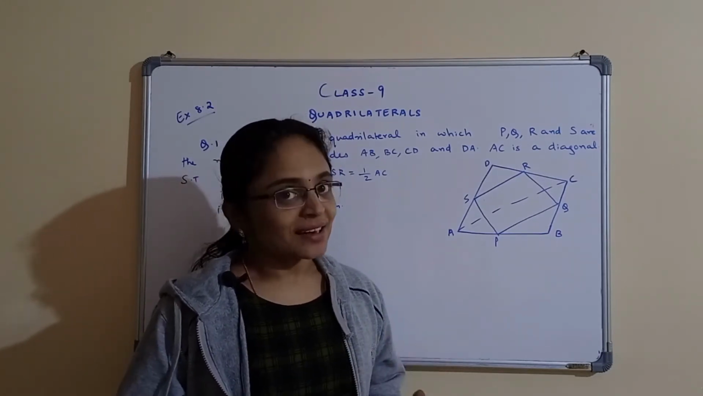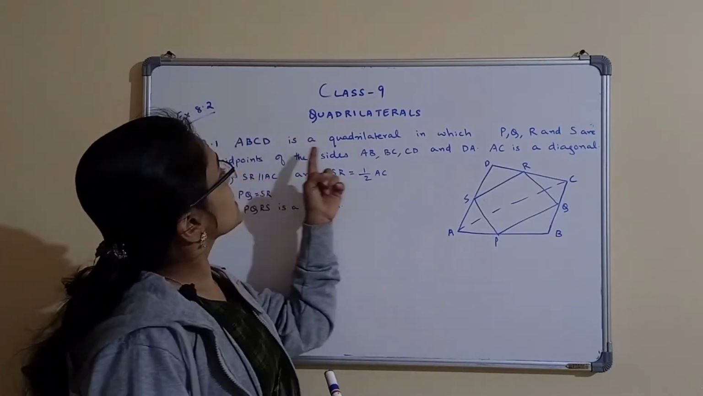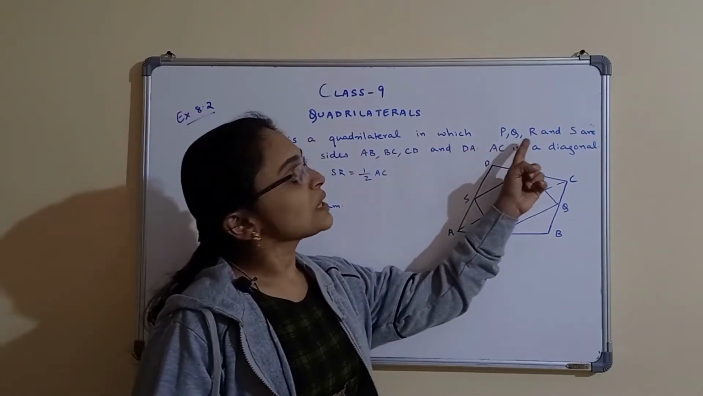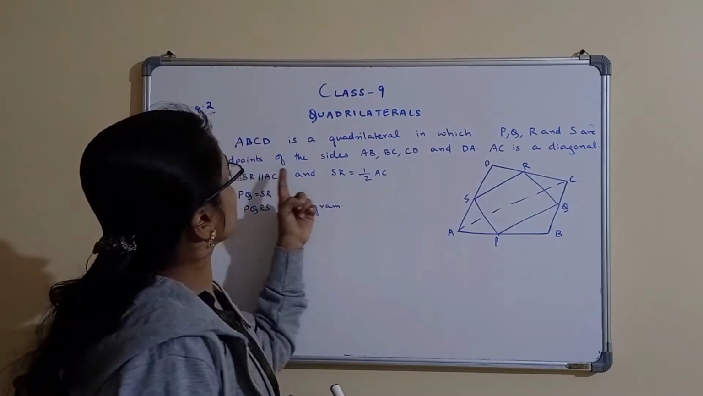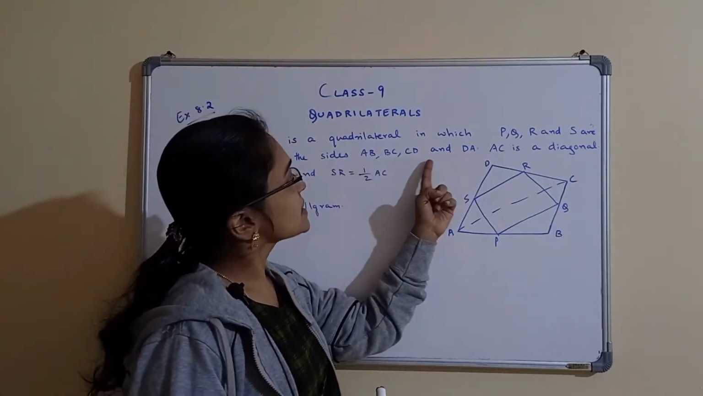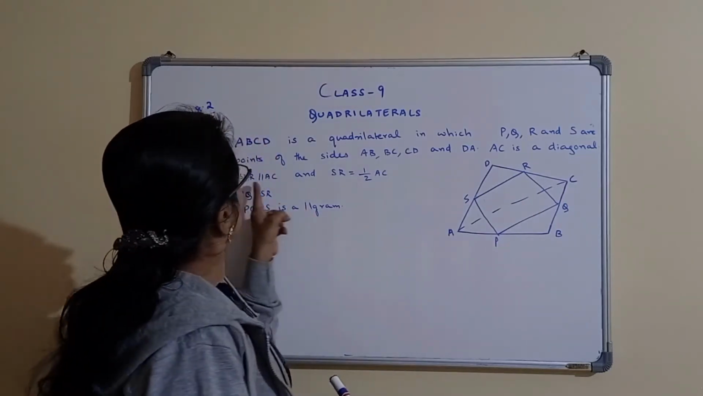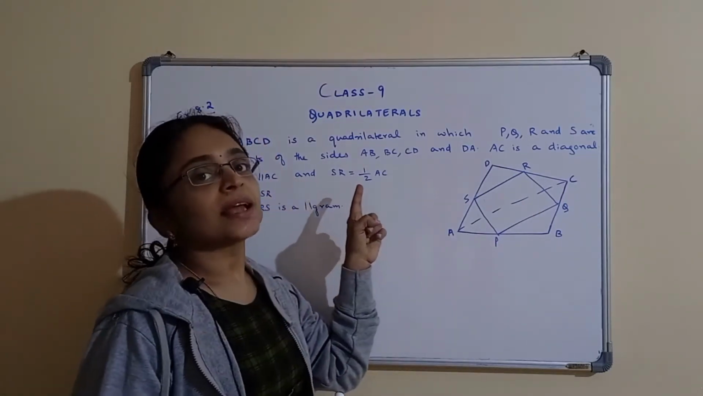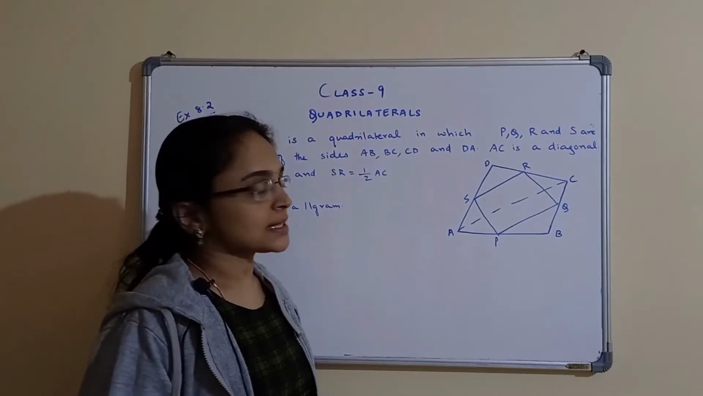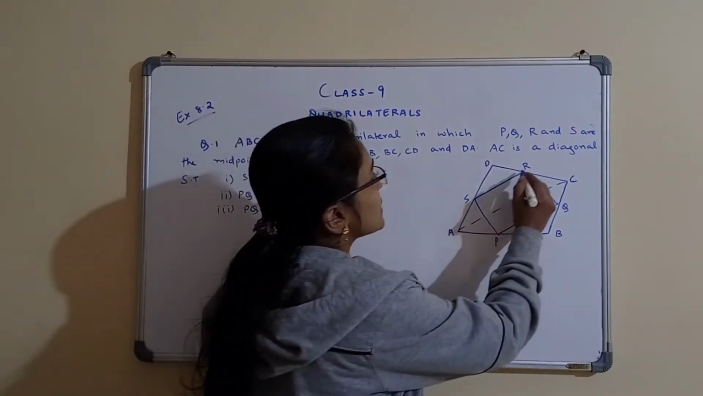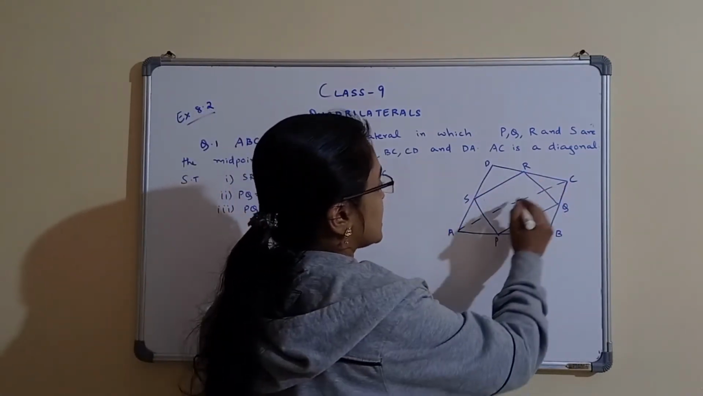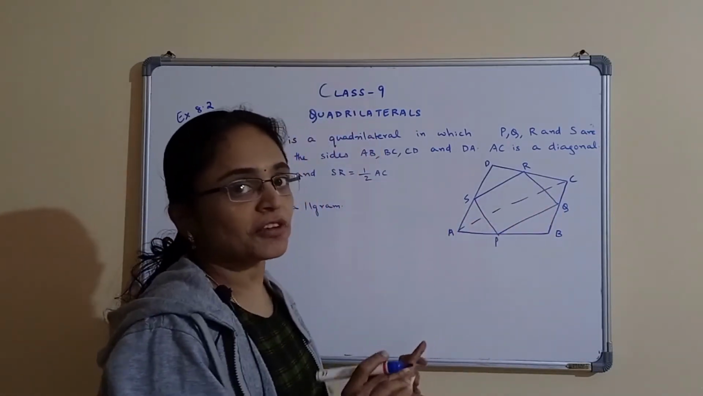So let us start now. And the question is, ABCD is a quadrilateral in which P, Q, R and S are the midpoints of the sides AB, BC, CD and DA. AC is a diagonal. Show that SR is parallel to AC and SR is equal to half of AC. So, we have to prove that SR is parallel to AC and SR is equal to half of AC.